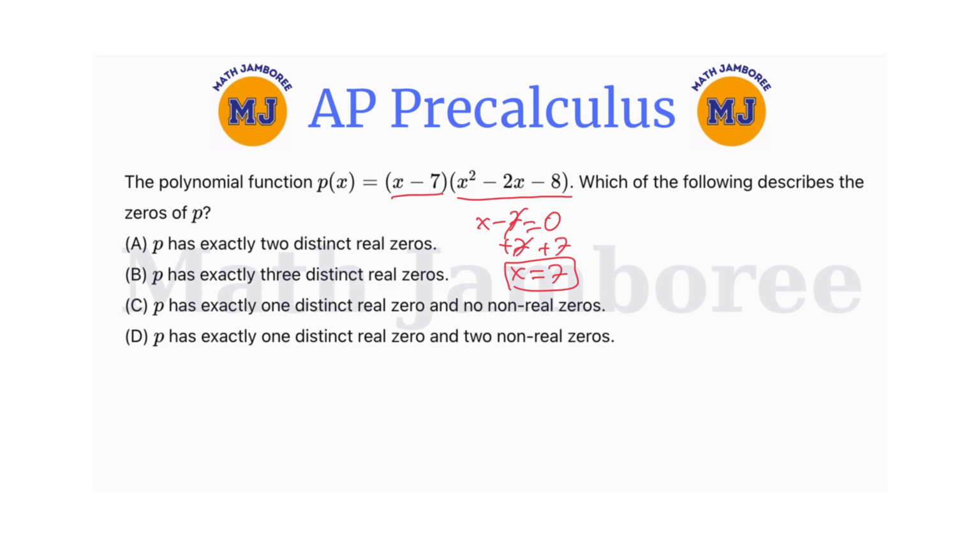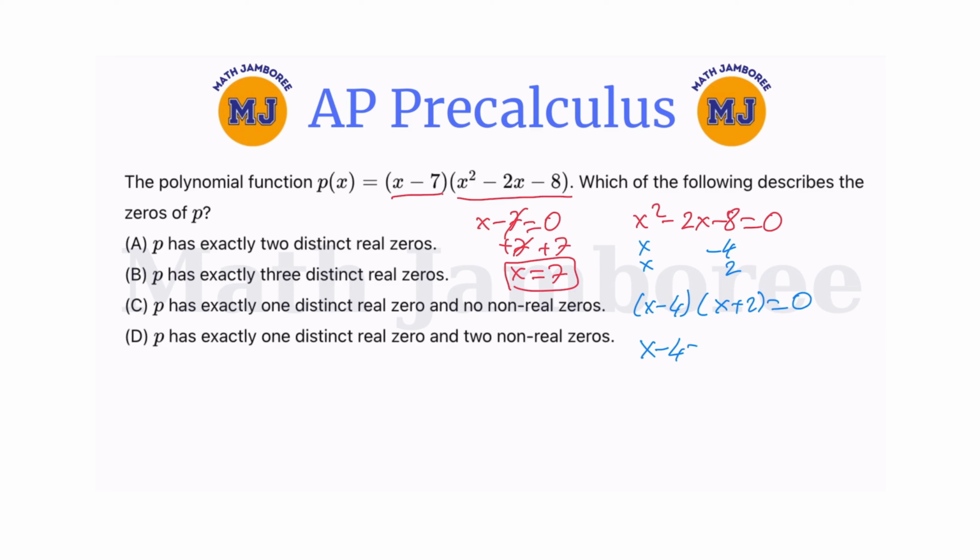In the second one, we will make x² - 2x - 8 equal 0, and we're solving for x. So the factors of 8 are 4 and 2. When you multiply 4 and 2, you're supposed to get negative 8, and when you add them, you're supposed to get negative 2. Therefore, 4 will be negative. So this can be rewritten as (x - 4)(x + 2) = 0.